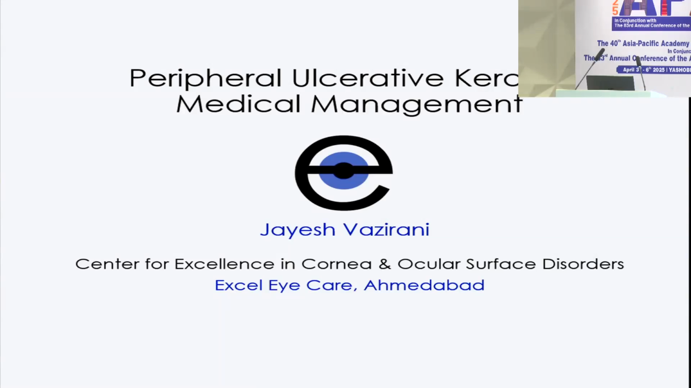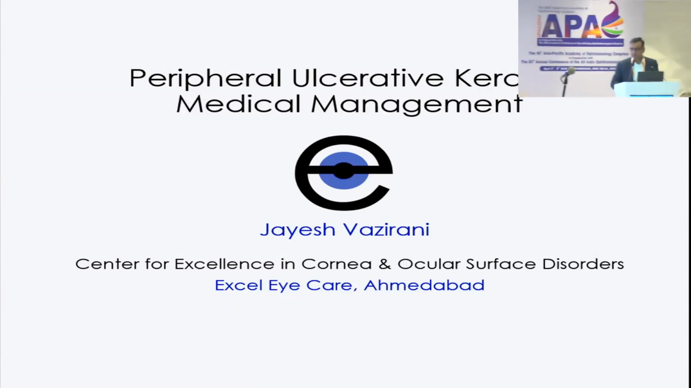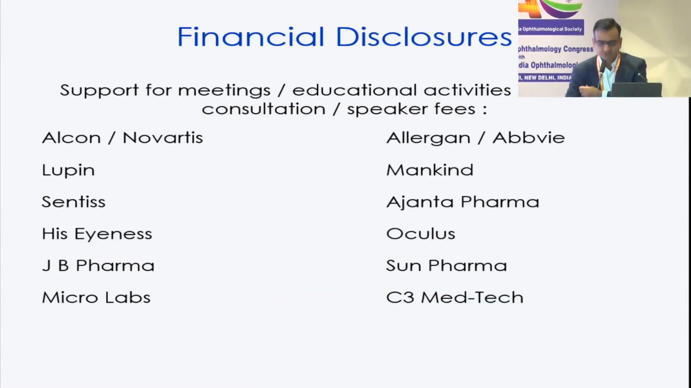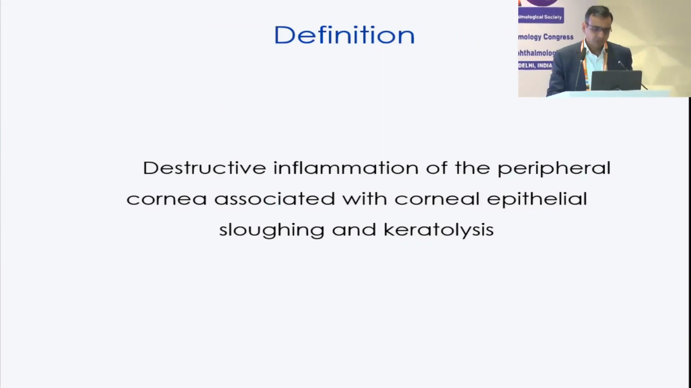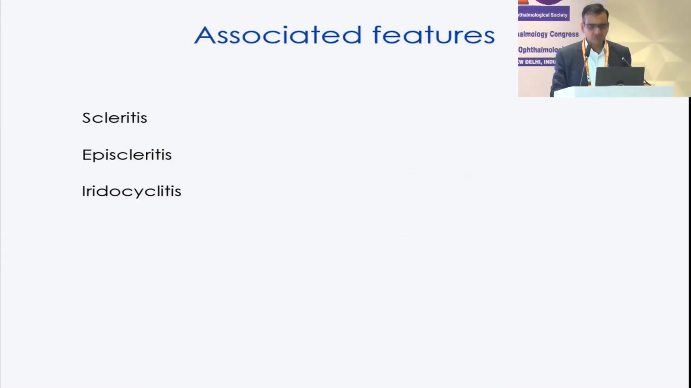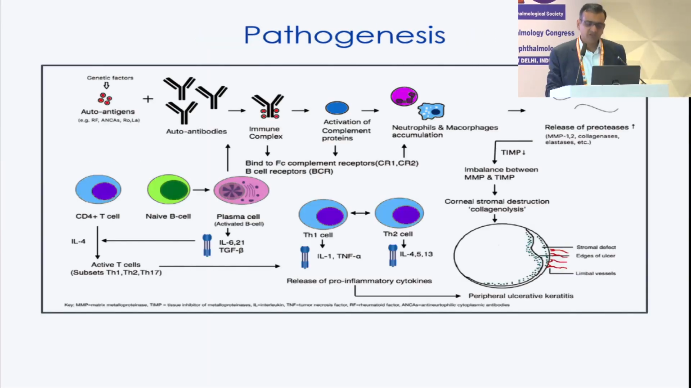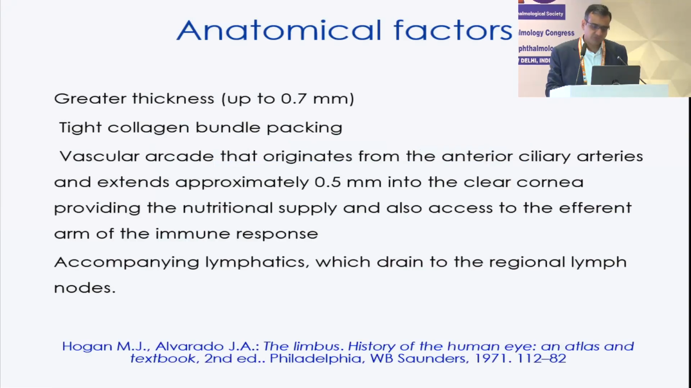My topic is medical management of peripheral ulcerative keratitis, and these are my financial disclosures. So the definition we've gone through, we know that PUK can be associated with inflammation of the adjacent tissue, sometimes can also have uveitis. The pathogenesis has been covered in great detail, and why peripheral cornea, that has also been discussed, so I'm not going through it again.